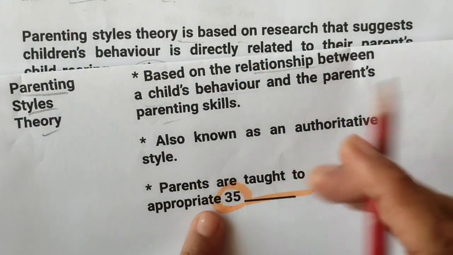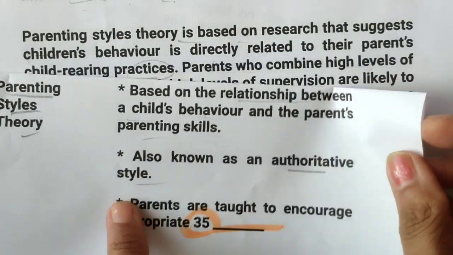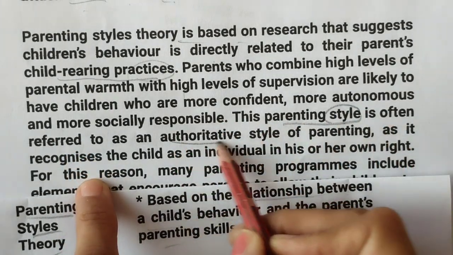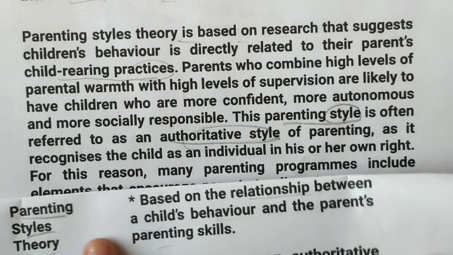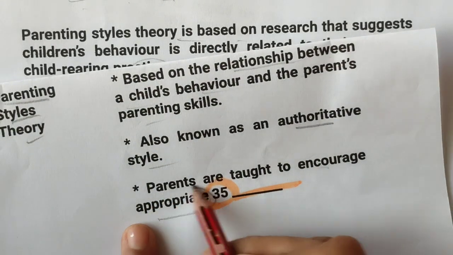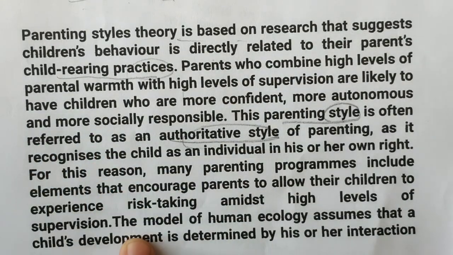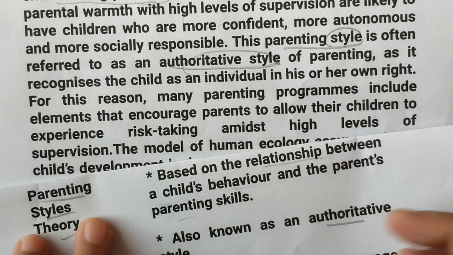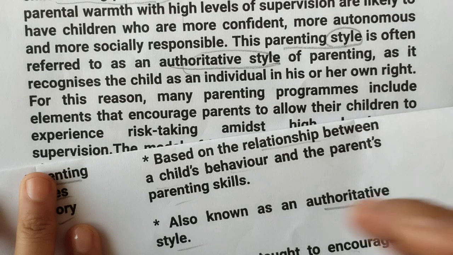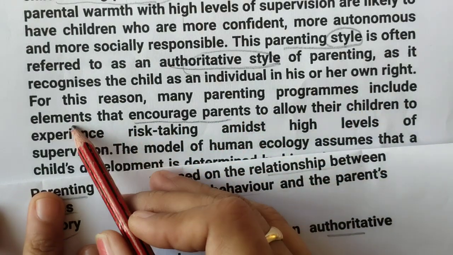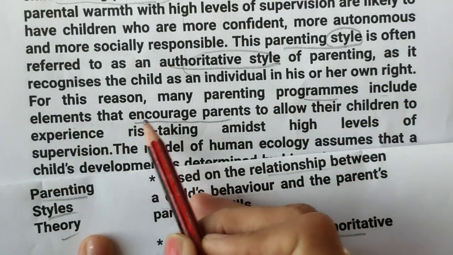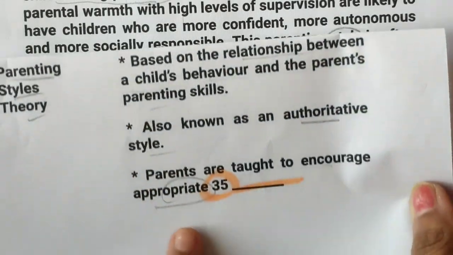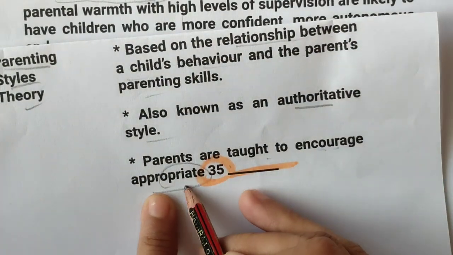So we are looking for 35, also known as authoritative style. Let's find authoritative style. Parenting style is also there, authoritative style is also there, but we are looking for this last line. Parents are taught to encourage appropriate. So at the end of this paragraph they must be talking about what to encourage. Programs include elements that encourage parents to allow their children to experience risk taking.